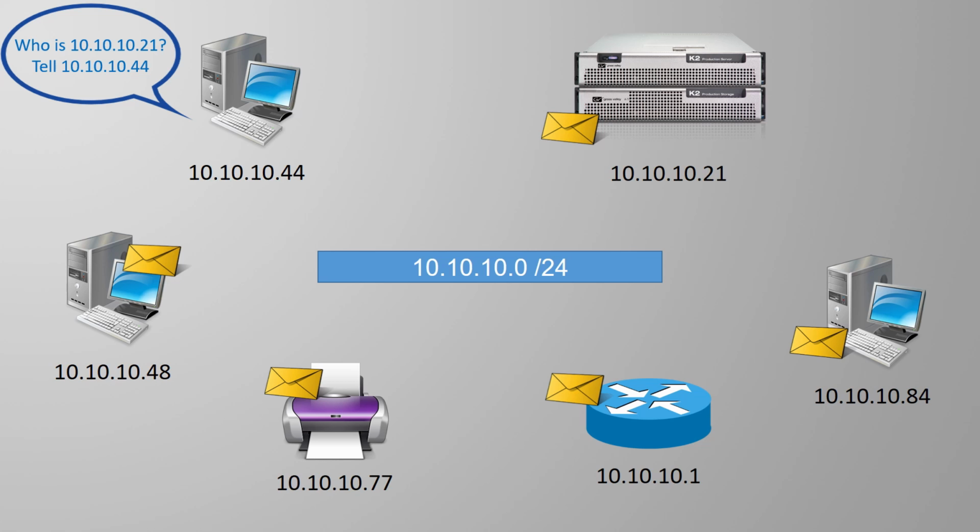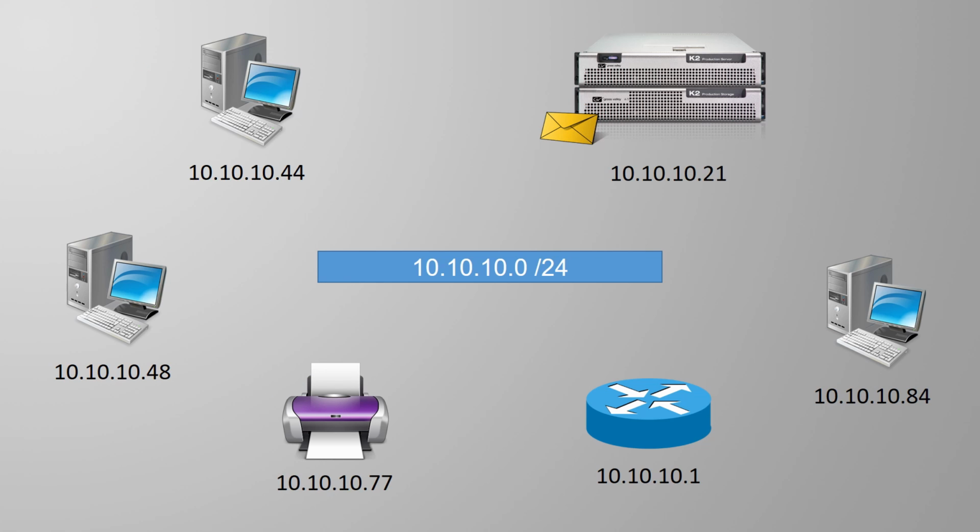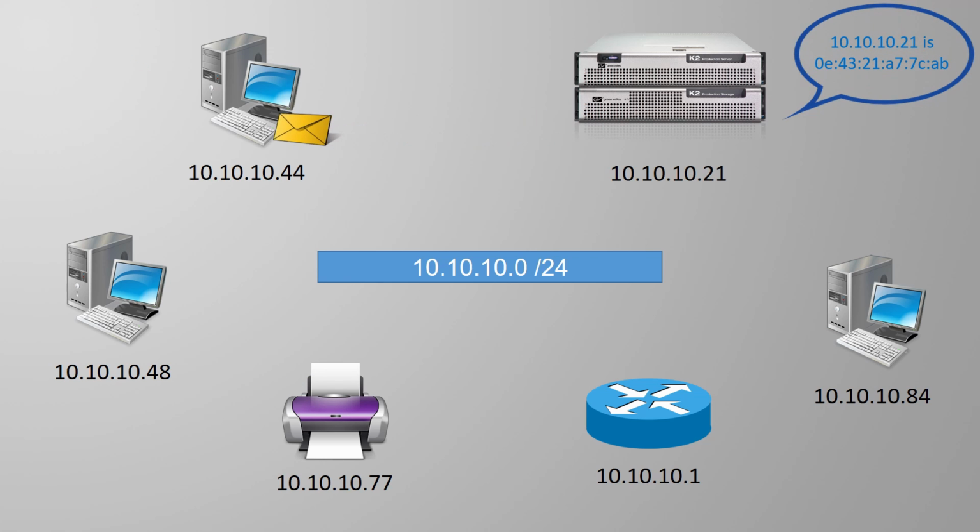They will look at the IP address in the request and see if it is their own. For most of them, this will not be their address, so they will discard the message. But if the device we're looking for gets the message, it will then create an ARP response. The response will contain its own IP address as well as its MAC address. The response will be sent as a unicast message only to the host listed in the original request.